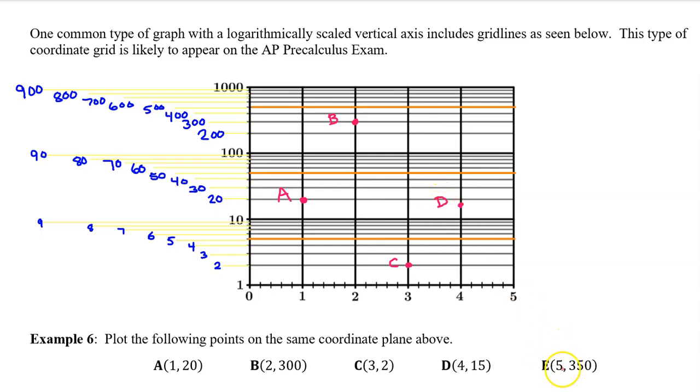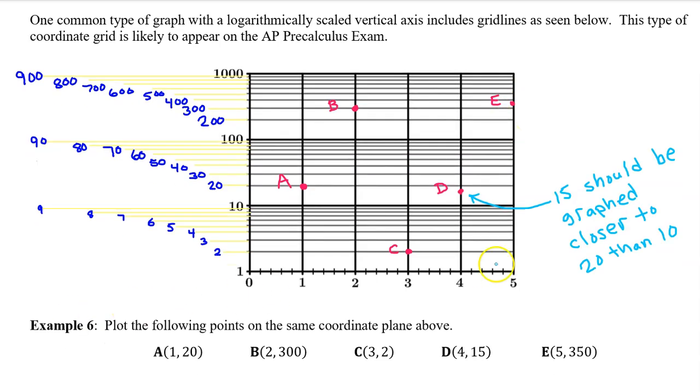And then point E, 5, 350. So here's 5, here is 100, and then 200, 300. Don't put 350 right in the middle, put it a little bit closer to 400. It's hard to see because it's so small. But this is point E. Let me emphasize this one more time because it is a common mistake. 15 should be graphed closer to 20 than to 10.